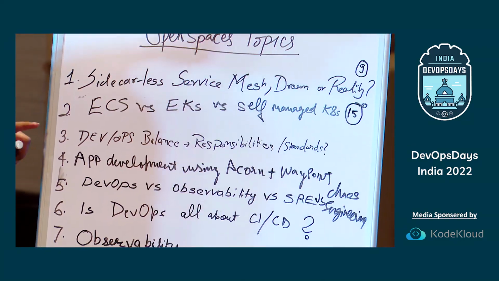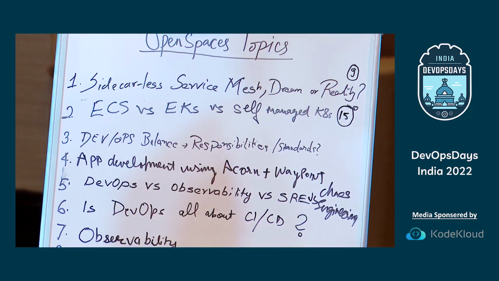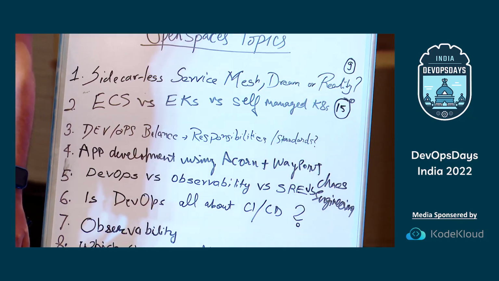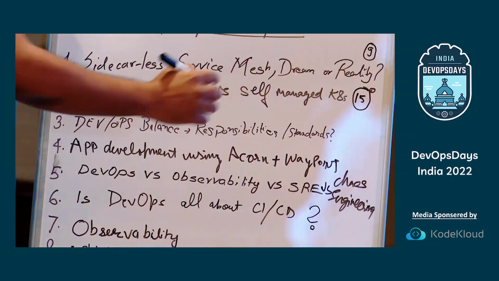Let's vote for DevOps balance, responsibilities and standards. Oh, we are very reluctant to raise hands today. 3, 4, 5, 6, 7 max. 7. Yeah.